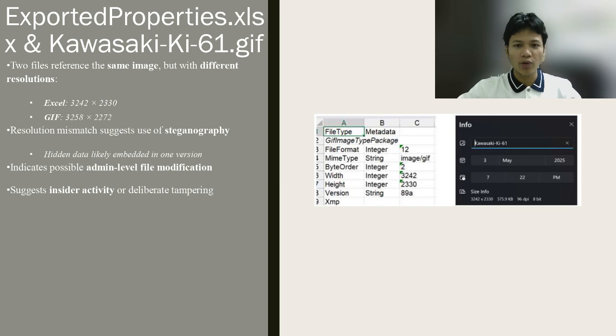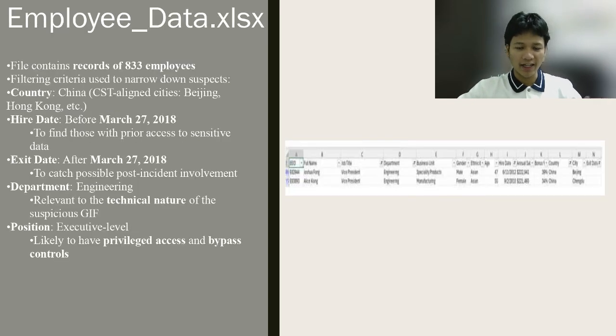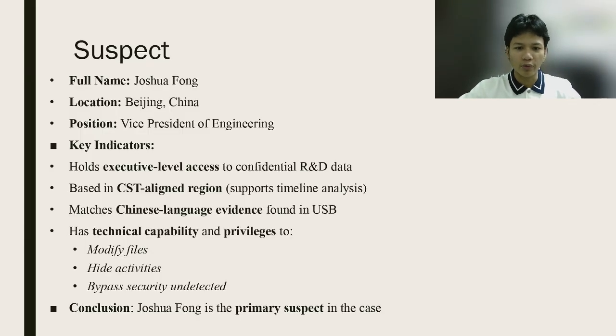To narrow down the suspect, we analyze employee data.xlsx, which holds information on 833 employees. We filtered the data based on several criteria: country, China, including CST aligned cities; hire date before March 27, 2018; exit date after March 27, 2018; department, engineering; position, executive level. This approach was aimed at identifying someone who had early access to sensitive data and remained in position after the suspicious date. Based on that filtered data, Joshua Fong, Vice President of Engineering from Beijing, was identified.